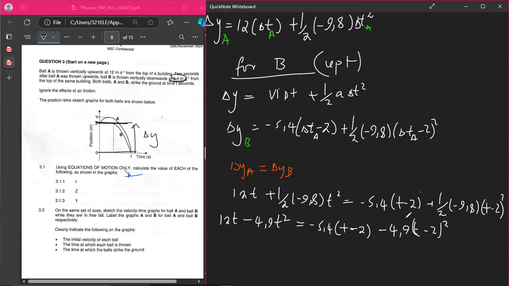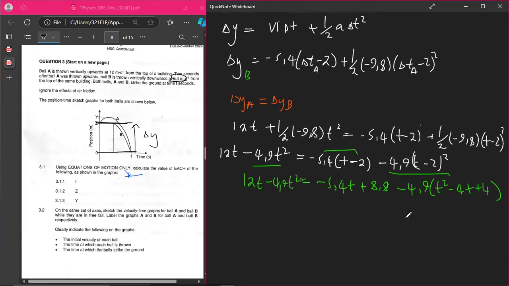Okay, solving this, I need to solve for t now. It's going to be simple. I can notice this term here is going to be cancelled out later. So negative 5.4 by t is going to give me negative 5.4t. This one will be plus 8.8, the multiplication of this, and then finally I'll have negative 4.9, and then (t squared minus 4t plus 4). This is going to be 12t minus 4.9t squared.